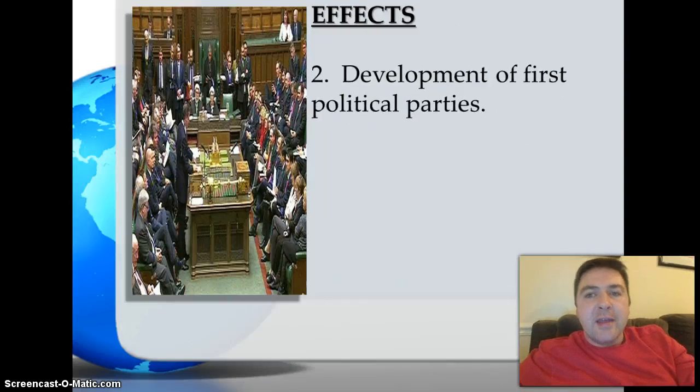Our second effect is that from all of this back and forth, we really have the development of the world's first political parties. We see here in the British House of Commons the two parties, or actually there's many parties, but in this particular picture we have opposing parties sitting on opposite sides of the aisle. Again, that idea comes to the United States as well, and we see political parties develop here as well.